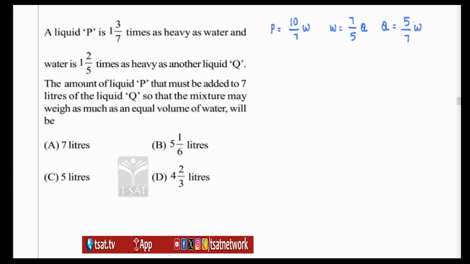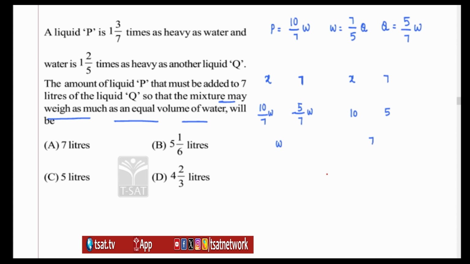The amount of liquid P that must be added to 7 liters of liquid Q. How many liters of P must be added to 7 liters of Q? Now what is A1? It is 10/7 of W. It must be added to liquid Q so that the mixture may weigh as much as an equal volume of water. So this is 5/7 of water. It should be equal volume of water, that means W. Now multiply everything by 7 by W. W gets canceled. You just multiply it with 7. So what are you going to get? X and 7. This is 10. This is 5. It's going to be 7.